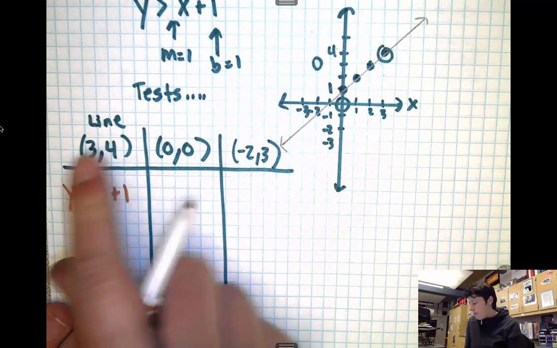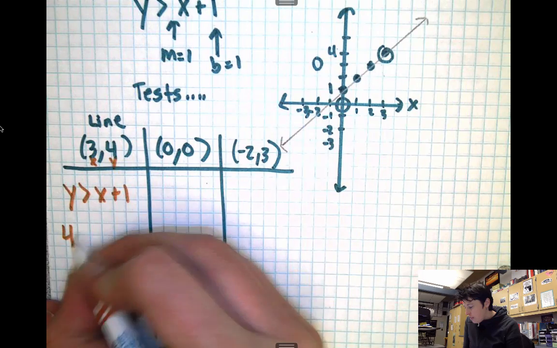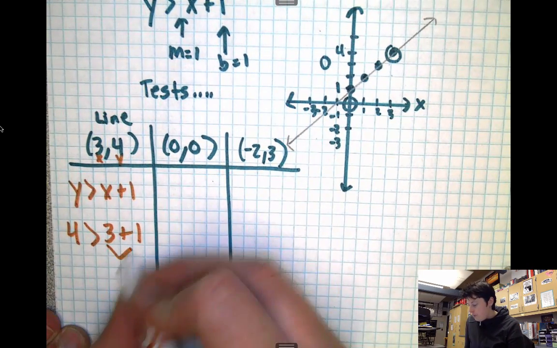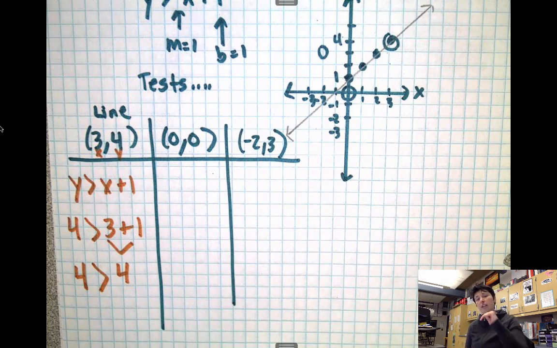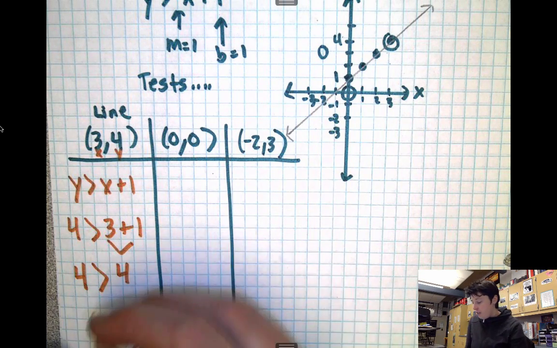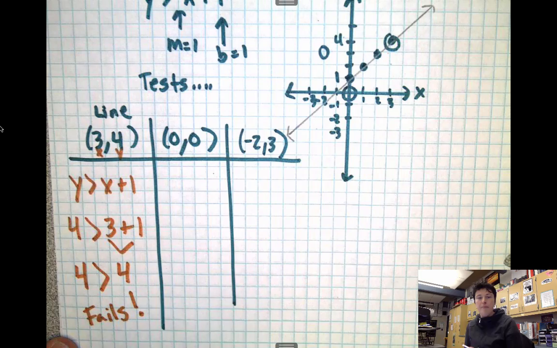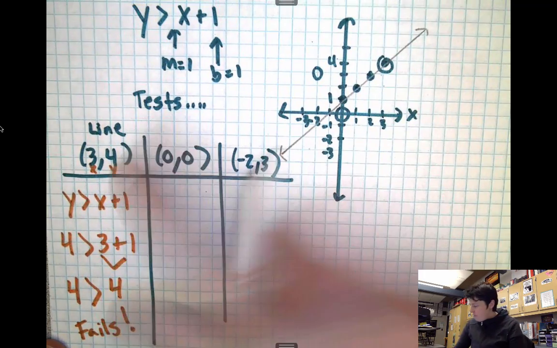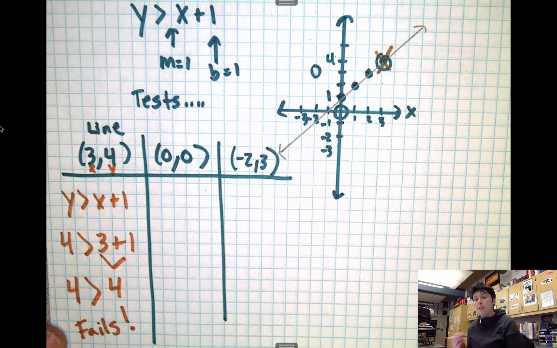So if I have to do 3, 4, 3 is the x and 4 is the y. That's 4 is greater than 3 plus 1. 3 plus 1 is 4. So you have to ask yourself, is it true? Is 4 greater than 4? No, 4 is equal to 4. It's not greater, so this one fails. The first test is a fail this time, which means 3, 4, which wasn't that on the line? 3, 4 up here, let's put an x in it. It is a failed point. Okay, that's going to be important.